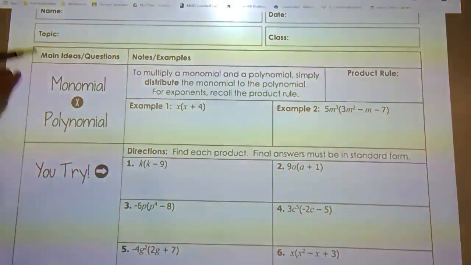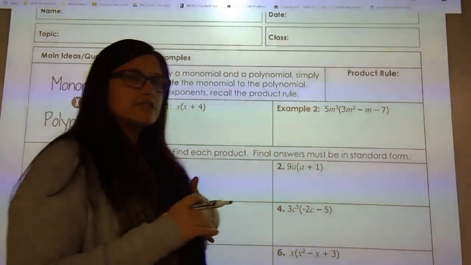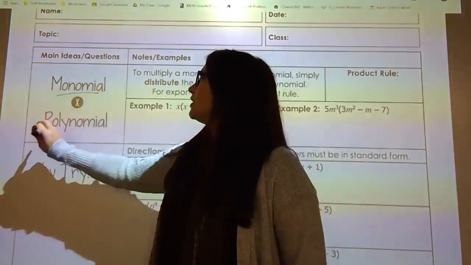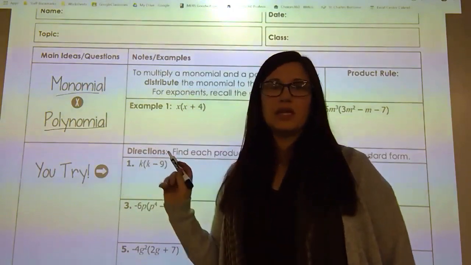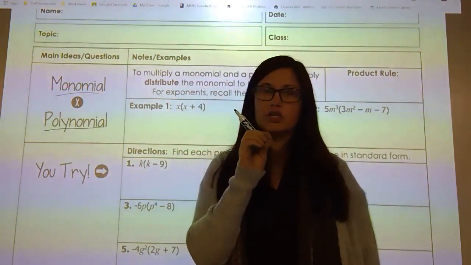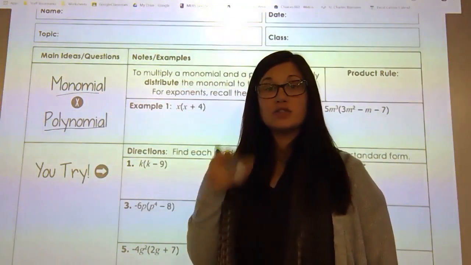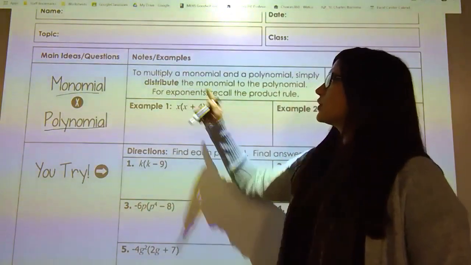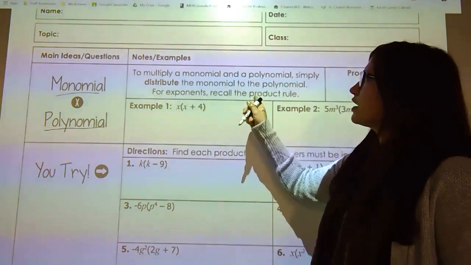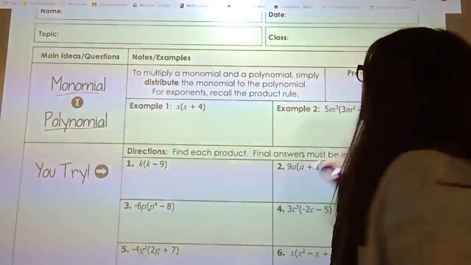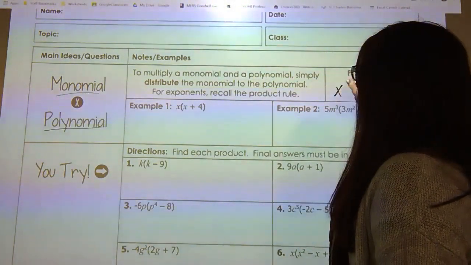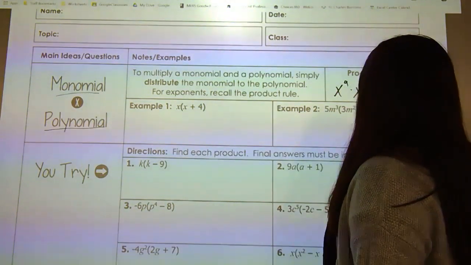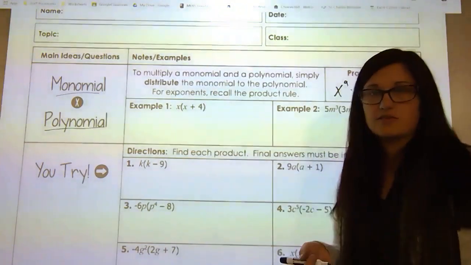Okay, so let's review multiplying, and for today, we're going to focus on just multiplying monomials by polynomials. So meaning that I'm just going to have one term that I'm going to multiply into several terms, okay? So for these, let's recall our product rule for exponents, okay? So if we have x to the a times x to the b, we'll have x to the a plus b. So if you have like terms, you can add those exponents together.